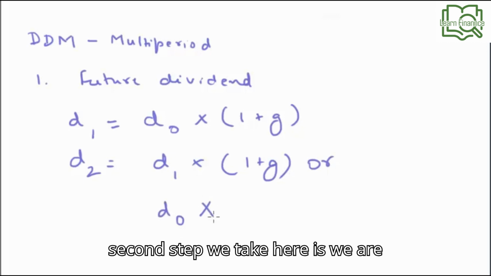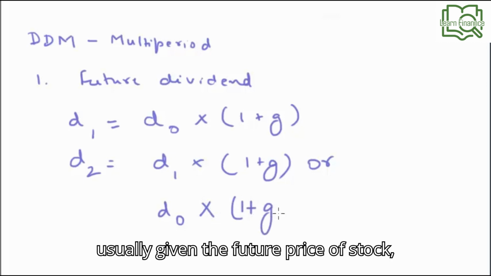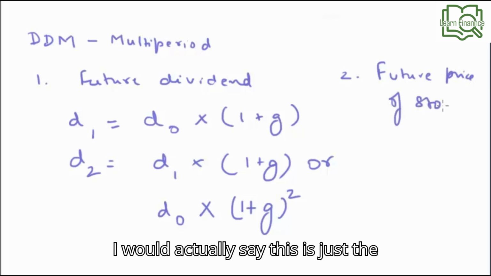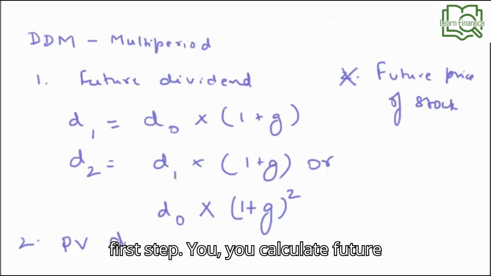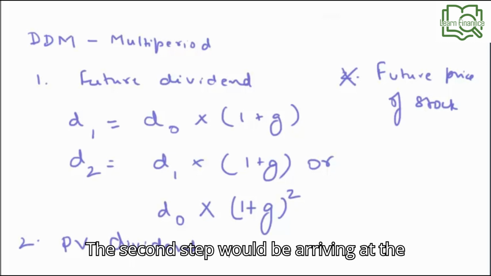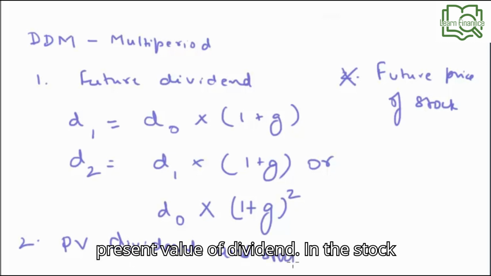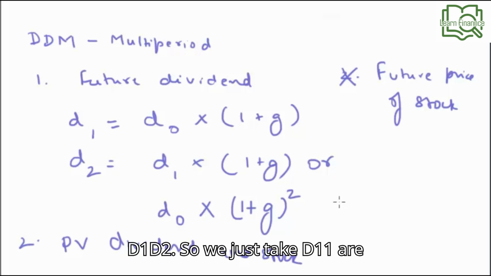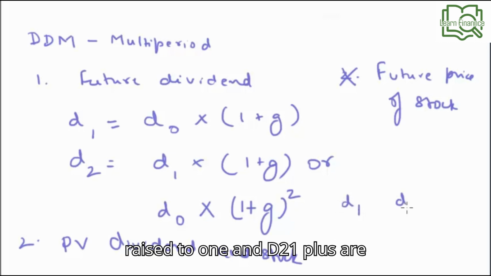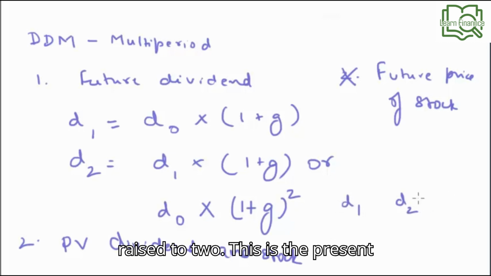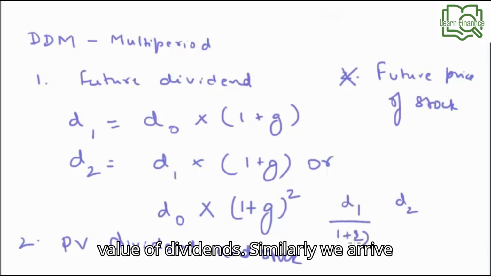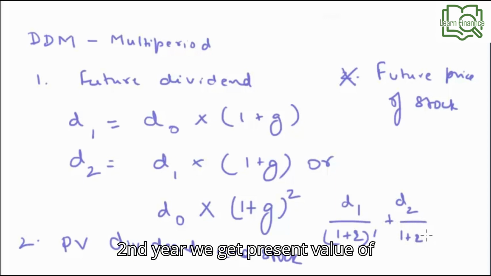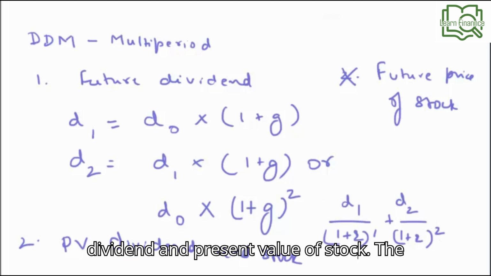The second step we take here is we are usually given the future price of stock. I would actually say this is just the first step: you calculate future dividend and you're given future stock price. The second step would be arriving at the present value of dividend and the stock. For example, we are given D1, D2. So we just take D1/(1 plus r) raised to 1 and D2/(1 plus r) raised to 2. This is the present value of dividends. Similarly, we arrive at present value of stock by the second year.